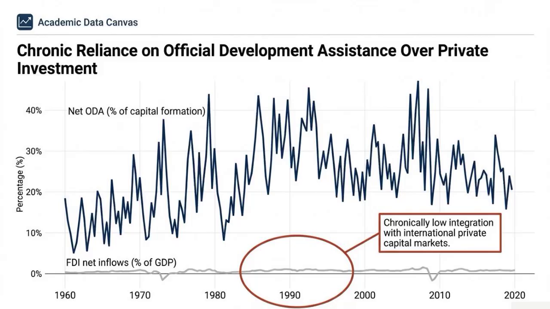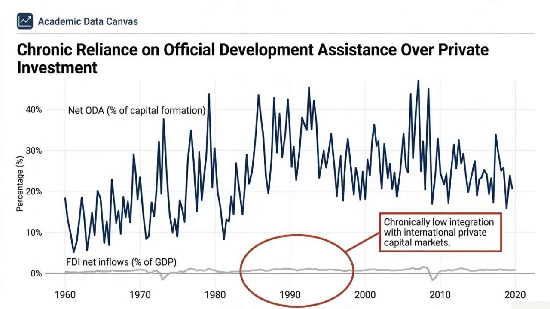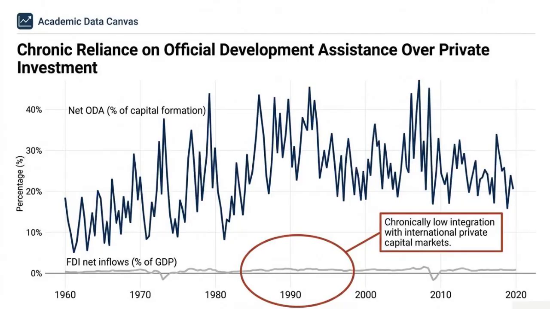Slide 7 actually uses a circular highlight to emphasize just how low the FDI is. Foreign direct investment net inflows hover between 0% and 2% of GDP. And occasionally the data even shows them dipping into negative territory. Negative, meaning more private capital is actively fleeing the country than entering it. Exactly. It means existing foreign investors are liquidating assets or pulling profits out rather than reinvesting them locally.